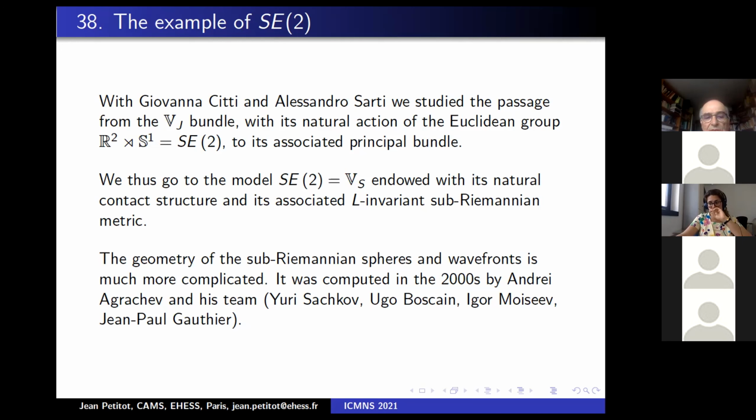And the geometry of the sub-Riemannian spheres and wavefronts is much more complicated, and it was computed essentially by Andrei Agrachev and by his team, Yuri Sachkov, Ugo Boscain, Moiseev, Jean-Paul Gauthier, and others.